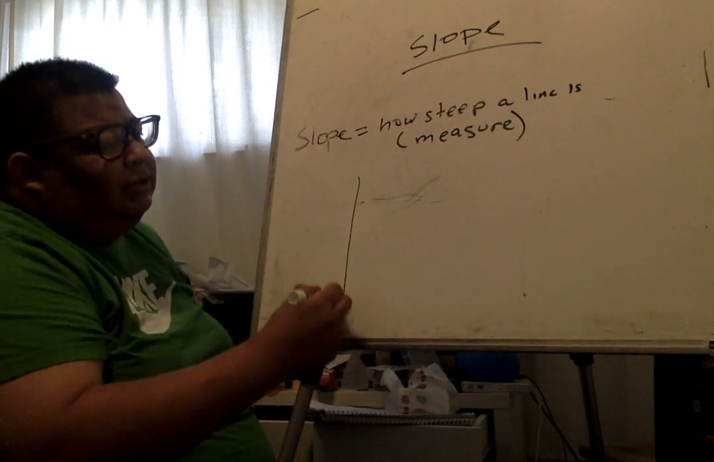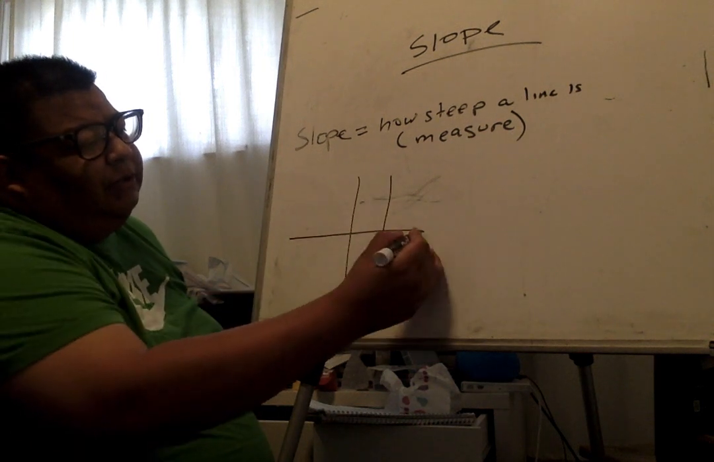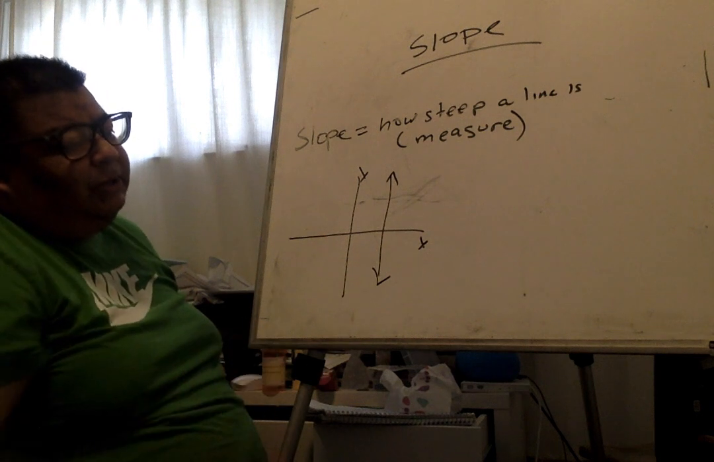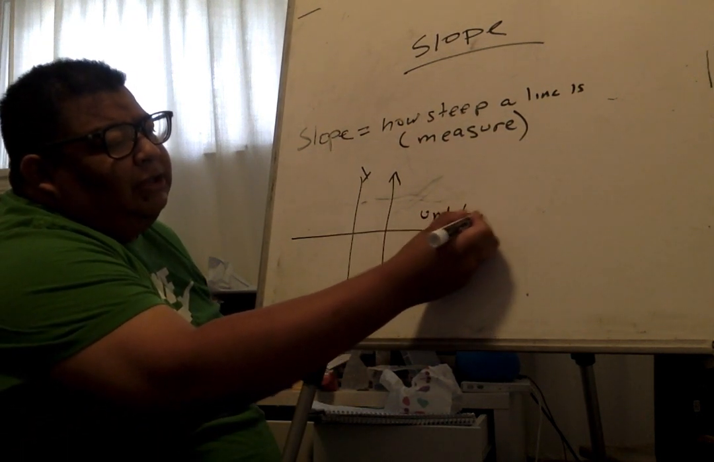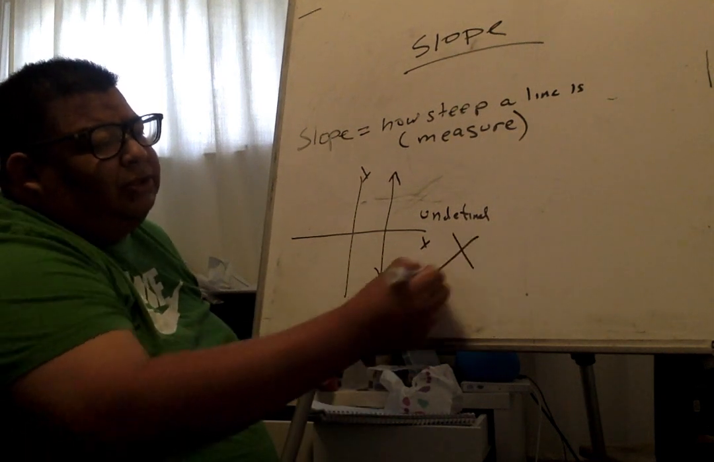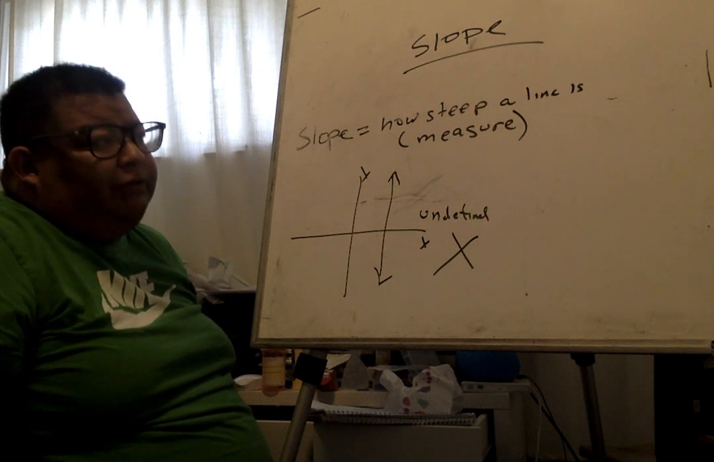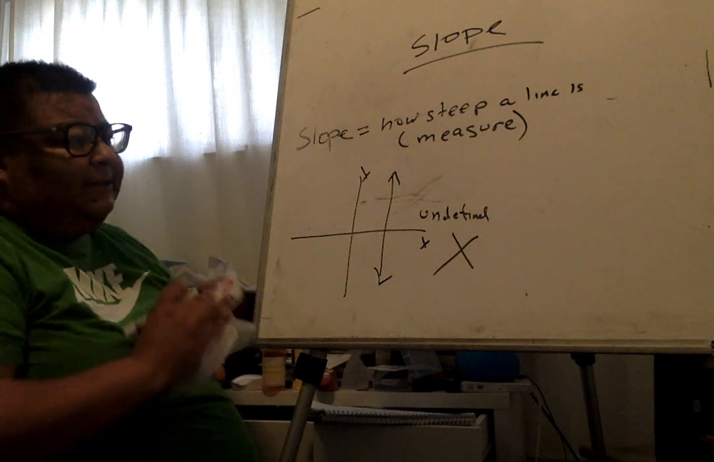Now the last kind of line that we're going to look at is a vertical line. You have your x here, your y here, you have your line. This one is always undefined, and you're gonna see why. That means that the slope doesn't exist. You're gonna find out why. I'm gonna explain more about it. Okay, so let's get to the examples.